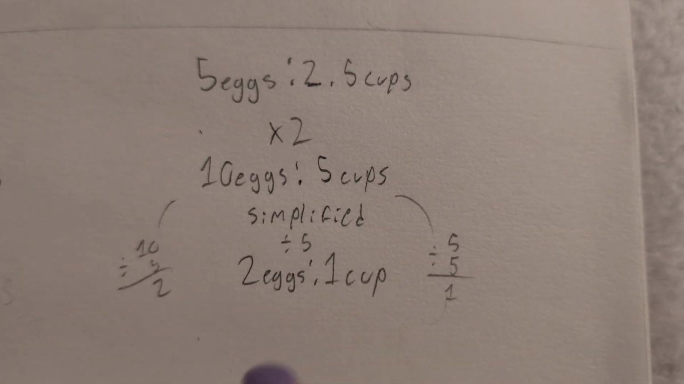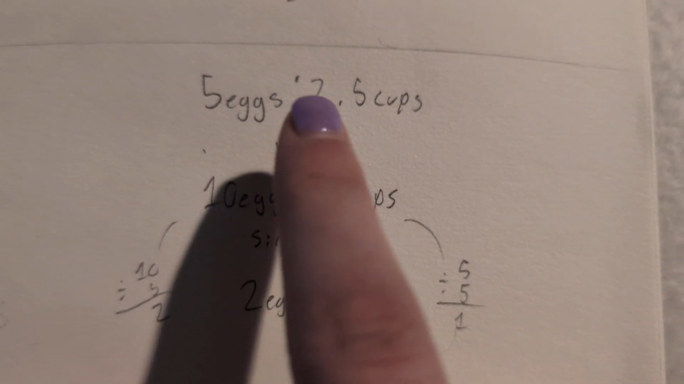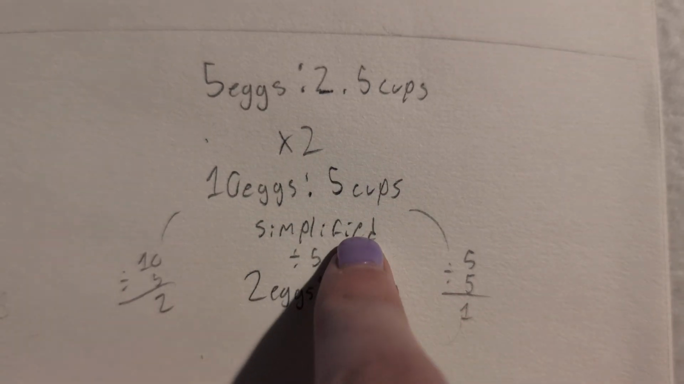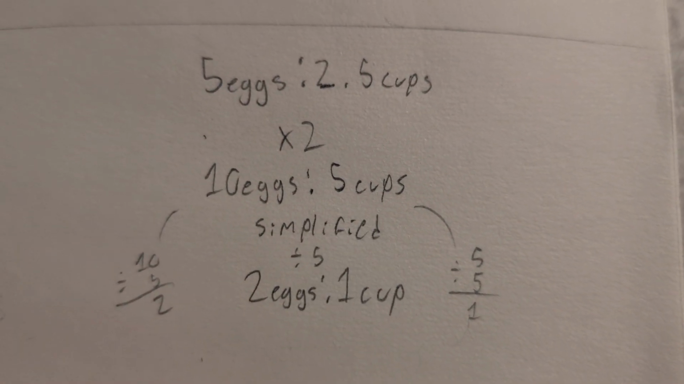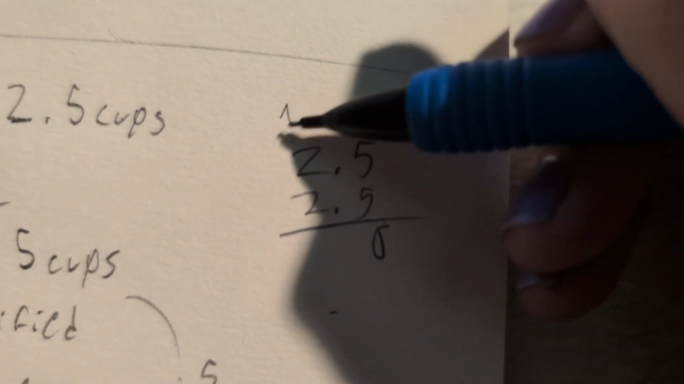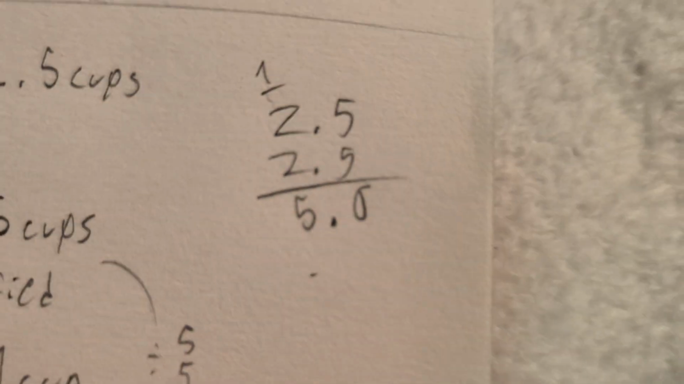But to make sure our math is correct, we can turn it back into whole numbers and simplify it again. So we can multiply it by 2 or double it. 5 times 2 is 10, and 2.5 times 2 is 5. 5 plus 5 is 10, and carry the 1, which makes this 5 altogether with the decimal.